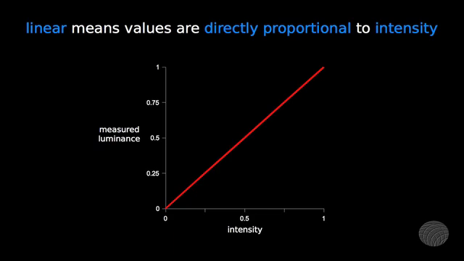And in physics, when we measure light, we measure it linearly typically as well. You can kind of think of it as counting photons. The more photons, the more little pieces of light that hit the camera, the higher the number gets.